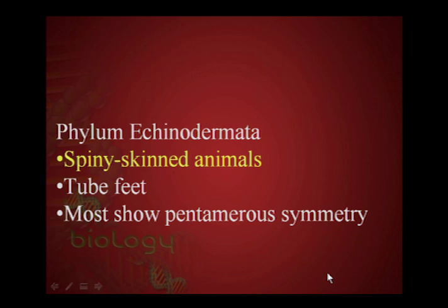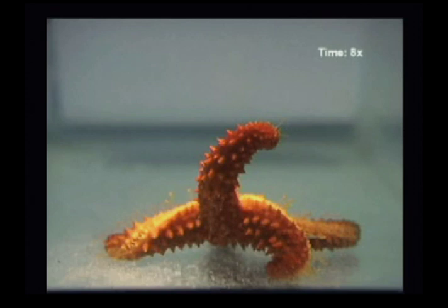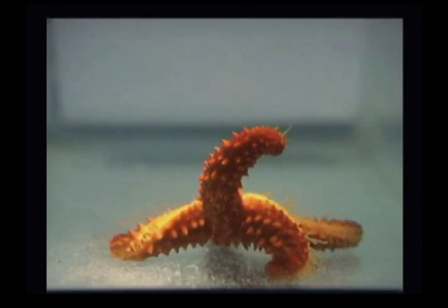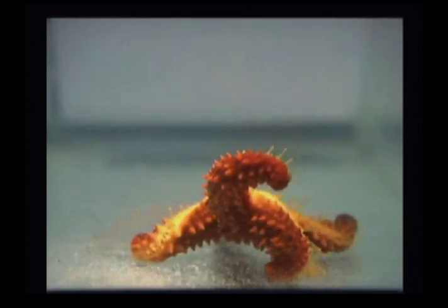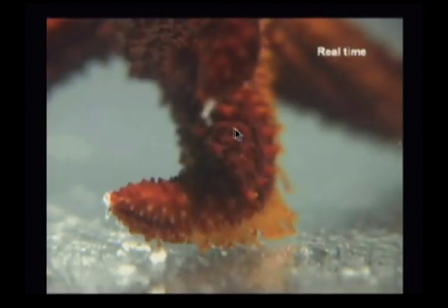Now, one of the really distinguishing features of the group is how they move. They move by means of tube feet. And again, I have an animation to show you this feature. And so this is an animation of a starfish, and this one's been turned upside down, so it has to use its tube feet to turn right side up. So again, you can see the tube feet here being extended.